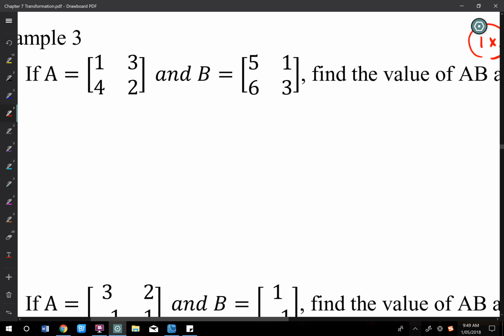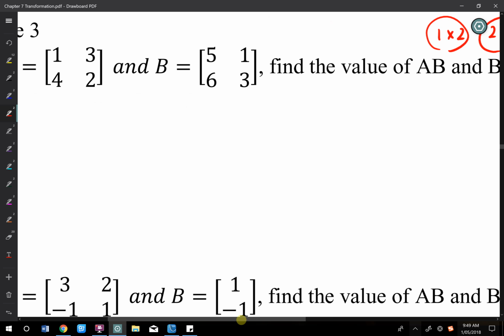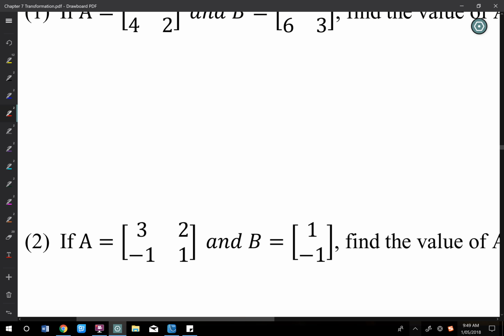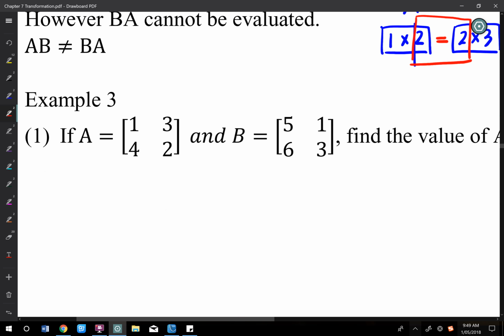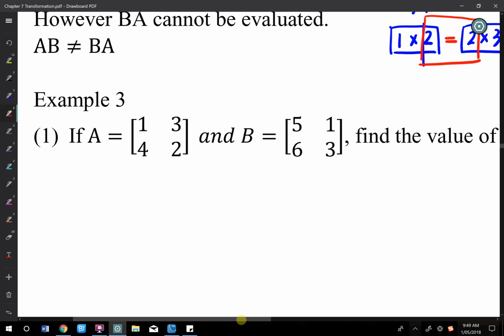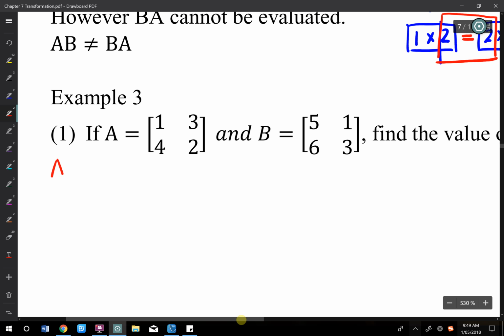All right, how do we do them? Let's try number 1. Find the value of A times B. Matrix A is a 2 times 2 matrix. B is a 2 times 2 matrix. The middle two numbers are the same, so I can operate this. You need to check it before you start the calculation. So you can do that.